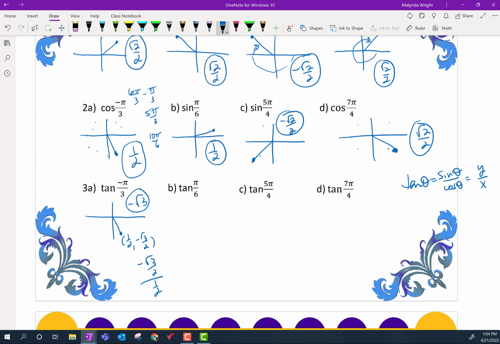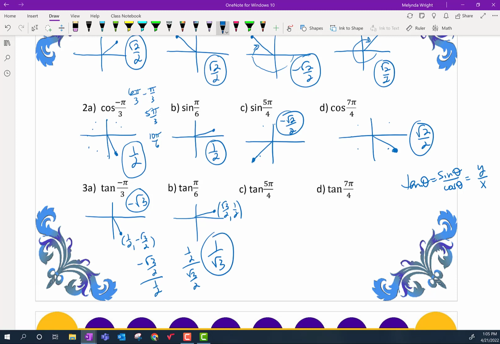Okay? Let's look at tangent of pi over 6. So pi over 6 is right here. Let's write its coordinate point. It's longer along the x-axis, so x is going to be bigger, root 3 over 2, 1 half. Okay, let's do our fraction. So it's y over x. I do my keep, change, flip, do my complex fraction, and that gives me, what does that give me? It gives me 1 over root 3.